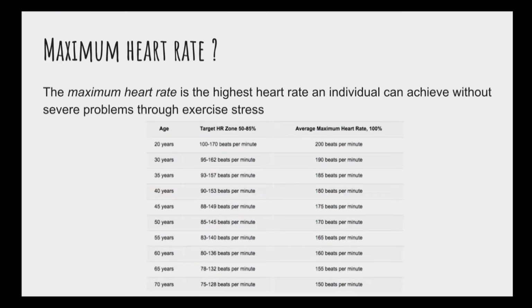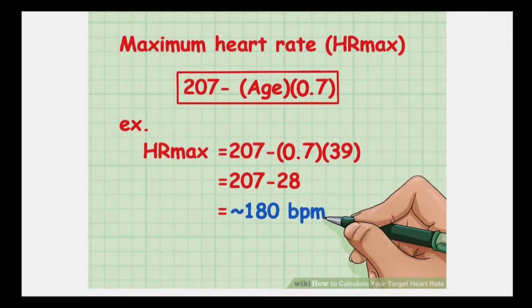Your maximum heart rate is the highest heart rate an individual can achieve without severe problems through exercise stress. This differs based on your age. It can be calculated using the formula 207 minus your age times 0.7. This is only an estimation, and it is well beyond what most people reach during exercise. For example, if you are 39 years old, your estimated maximum heart rate would be about 180 beats per minute. You may use a calculator to figure out your maximum heart rate.